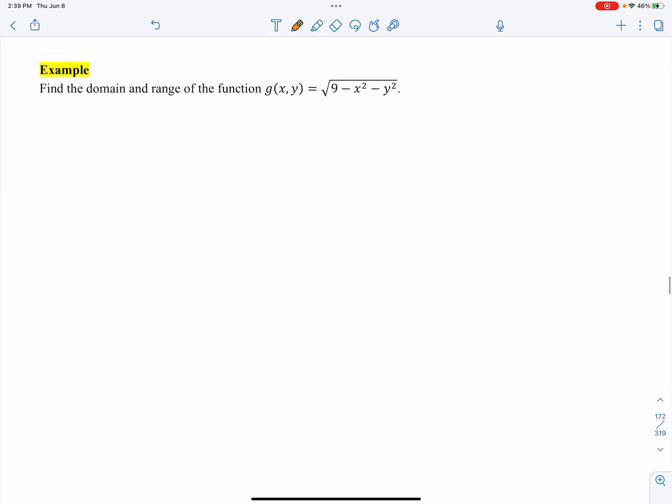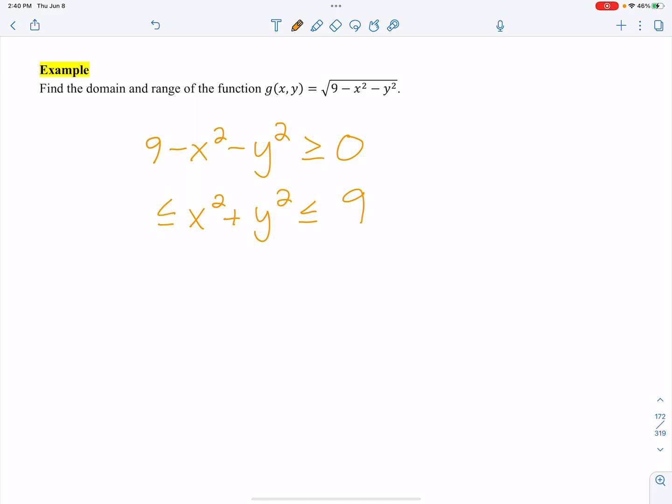All right, domain and range of this function. I have a square root, which tells me that I have to avoid negatives. It can be 0, it can be positive, it just can't be negative. So all non-negative. If I'm trying to find my domain, it can be greater than or equal to 0. If I move things around, x squared plus y squared, if I move it to the other side, I get x squared plus y squared is less than or equal to 9. I also know that those are greater than 0, because they're squares being added together.